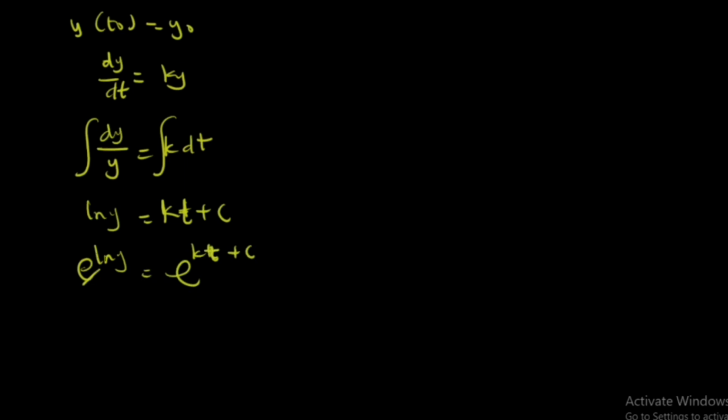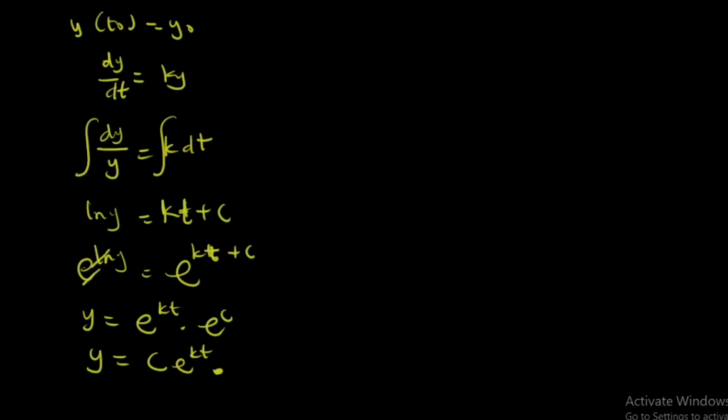Then the exponential can cancel the ln. We have our y, and we can expand this as e^(kt) times e^c. e^c is still a constant, so we can have y equal to c e^(kt). That is how we derive our formula, which is very good. That formula is the law of exponential growth and decay.